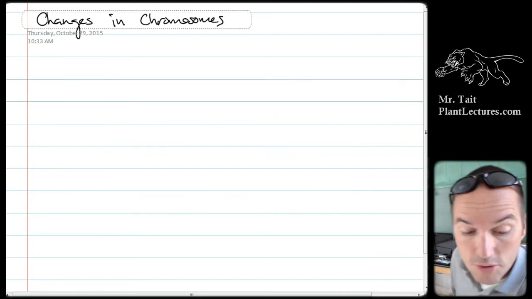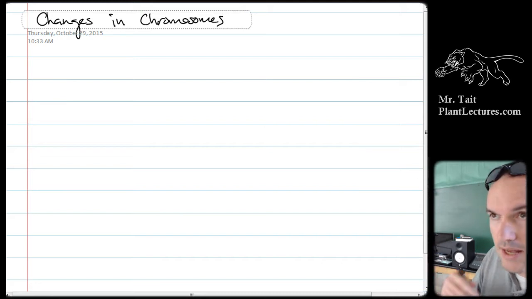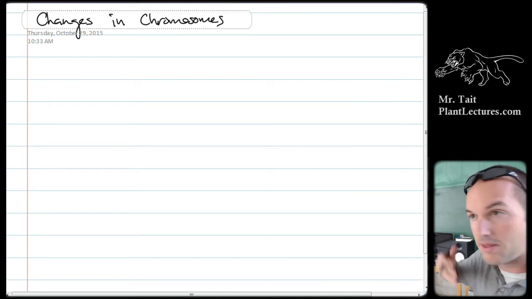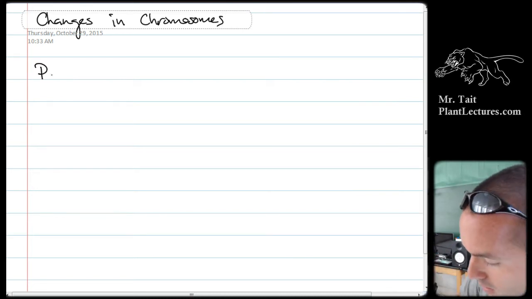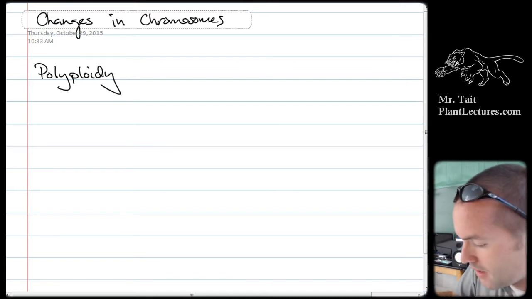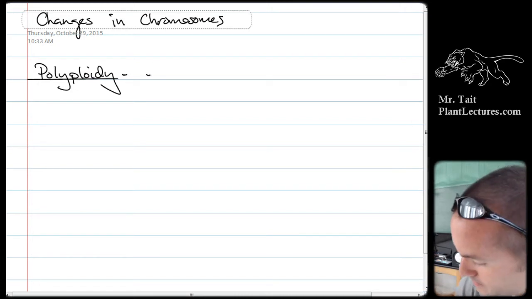All right. Changes in chromosomes. So the first two that we talked about yesterday, one of them we said that if there was a total non-disjunction that you could end up with extra sets of chromosomes, and that would be called polyploidy. Okay? Polyploidy means that you have extra sets of chromosomes.